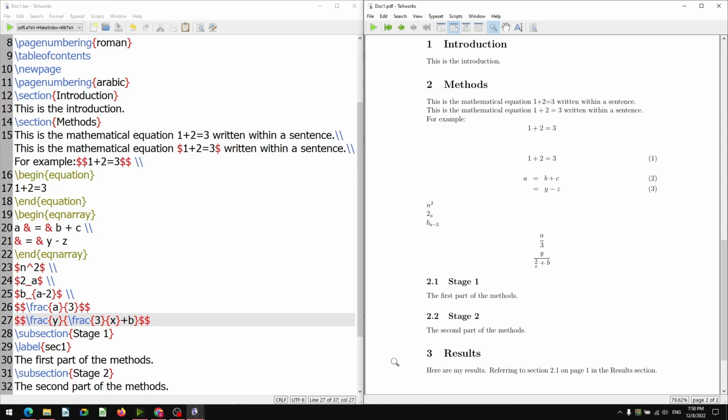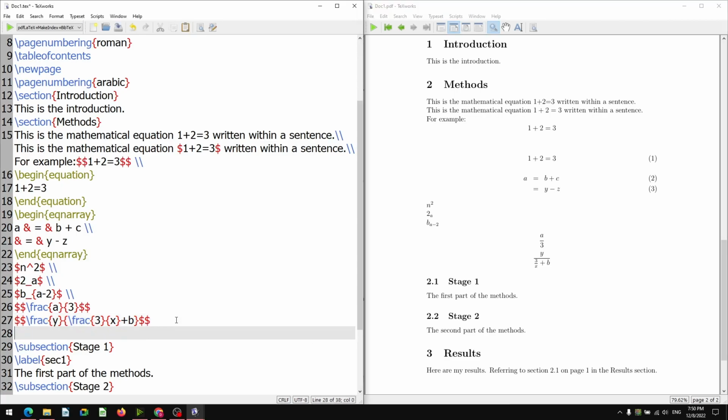So this is with the frac or fraction command. Now let us check the square root command. So backslash sqrt is the square root command. Double dollar backslash sqrt y hat 2 means y square, the square root of y square.